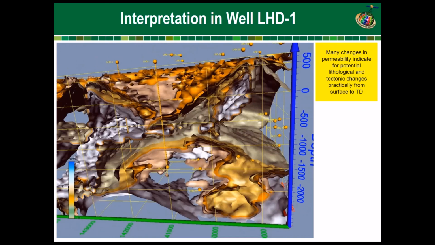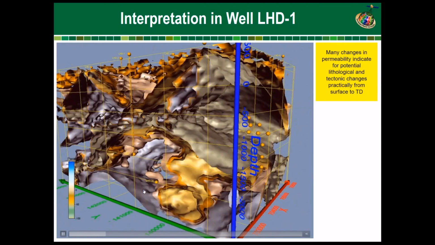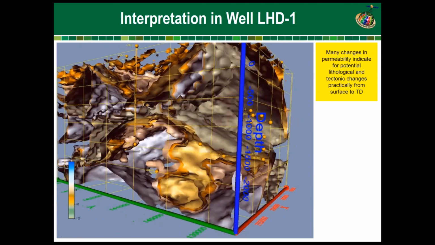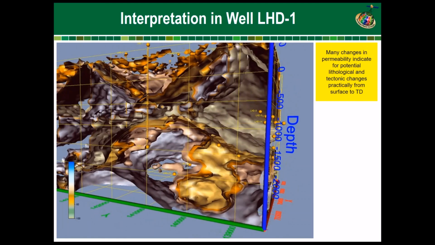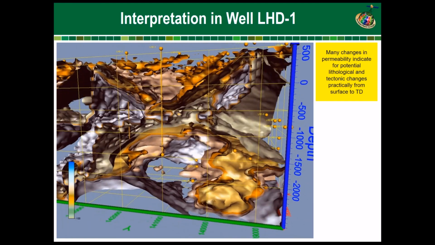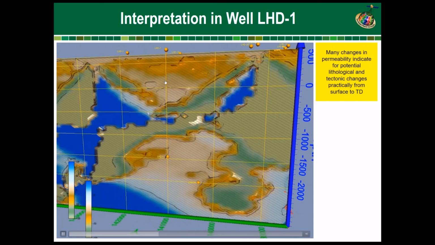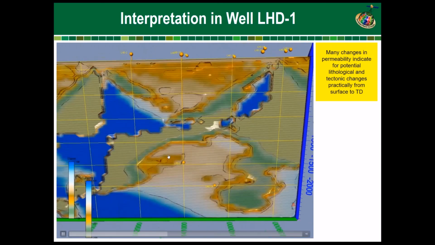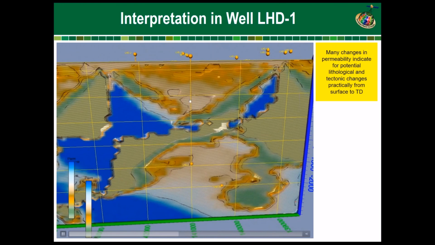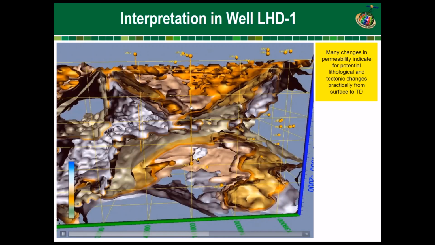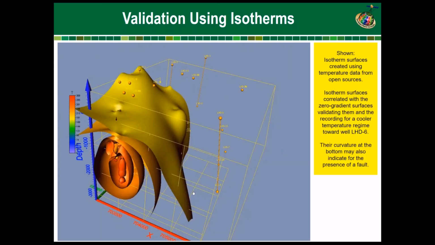Within LHD1, it is very difficult to interpret the permeability map or permeability 3D volume within this area, or within the wellbore LHD1. As you see, there are many changes in permeability occurring here, and they can indicate many other things like potential lithological changes, fracturing, tectonic changes. Let us take a look at something very interesting.